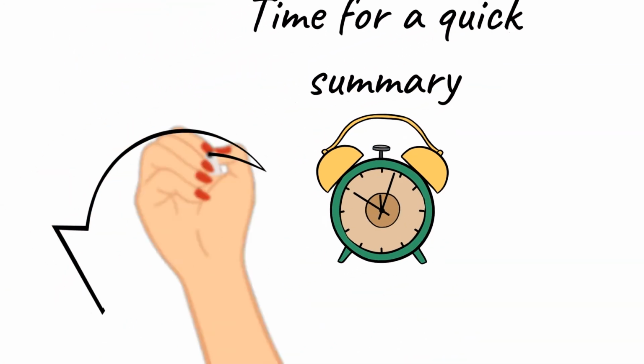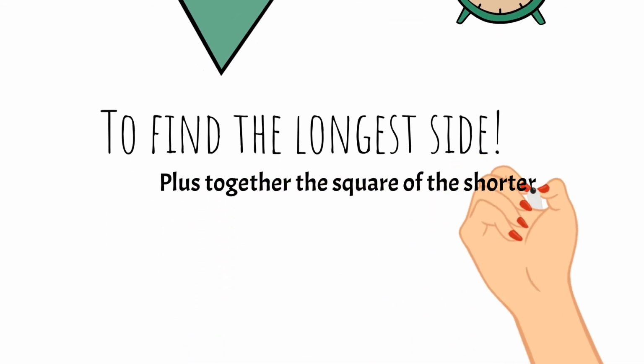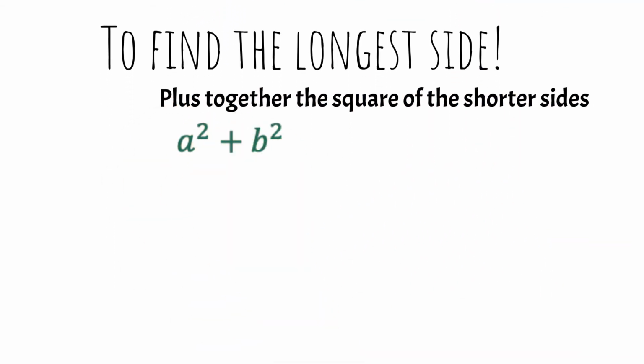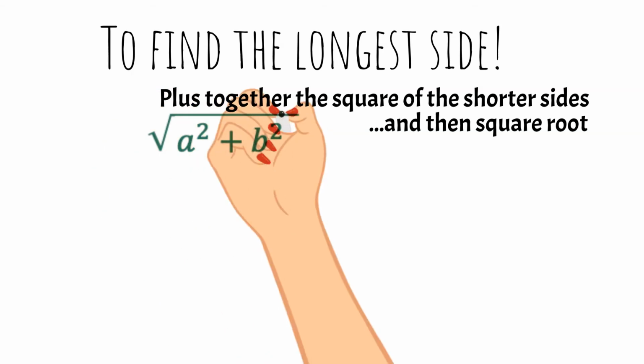So it's time for a quick summary. To find the longest side, we plus together the square of the shorter sides, and then we square root.